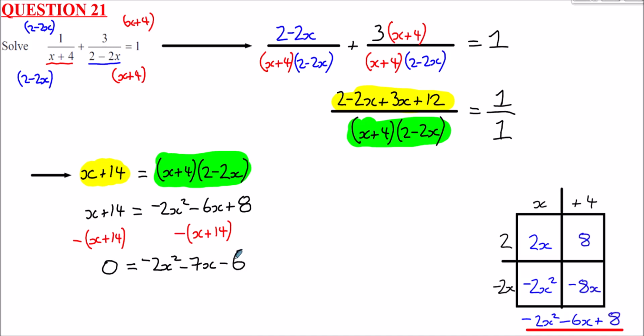At this stage, what I'd suggest we want to do is to multiply by negative 1, because a quadratic just makes more sense in my mind when the x squared term is positive.